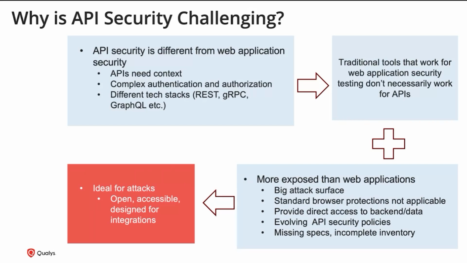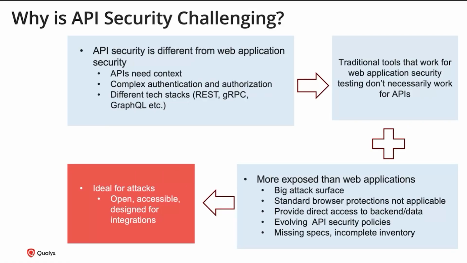Similarly, authentication and authorization is also very different. On web applications, there are sessions and cookies. On the API side, there are tokens. On top of that, APIs need different types of technologies like REST support, gRPC support, GraphQL support in order to be able to test them. On the other hand, traditional tools that work for web application security typically don't support all these types of capabilities in order to be able to test APIs properly.